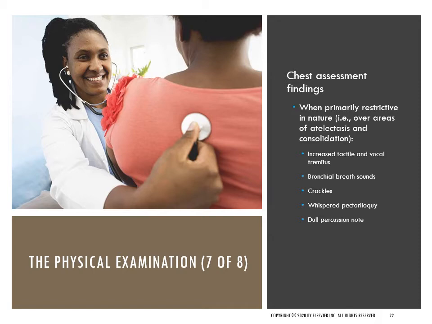When the bronchiectasis is primarily restrictive in nature, over areas of atelectasis and consolidation, you may have increased tactile fremitus and vocal fremitus, bronchial breath sounds, crackles, whispered pectoriloquy, and a dull percussion note.